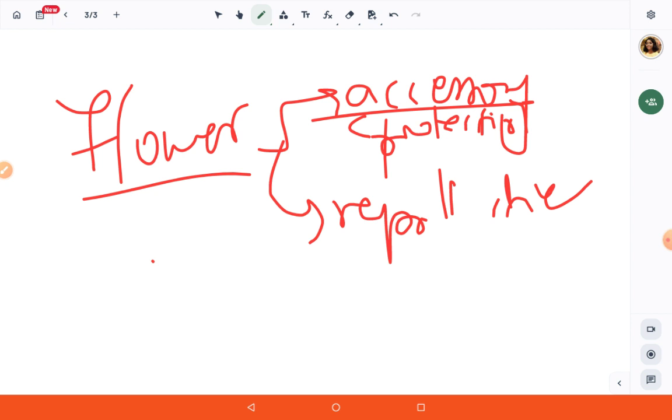And reproductive parts were what? 2 parts: the androecium and the gynoecium. Androecium is the male reproductive part, its unit is stamen, and the gynoecium is the female reproductive part. The unit of the female reproductive part is carpel or pistil. These all are the things which we have discussed today.